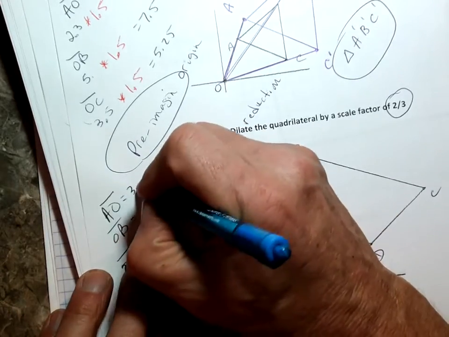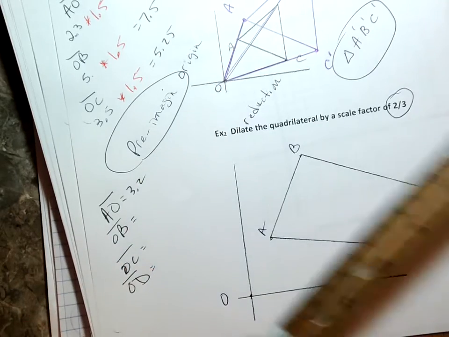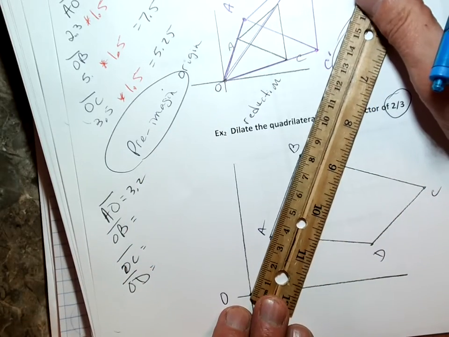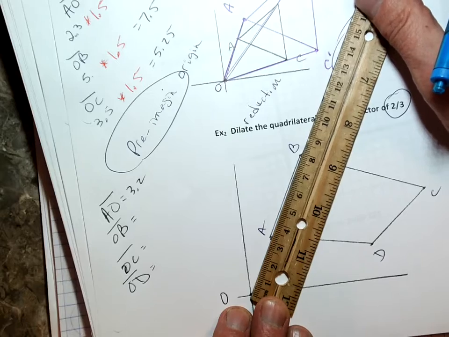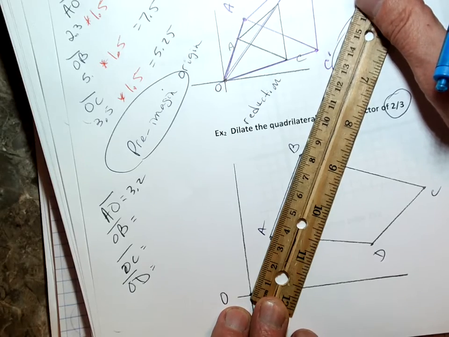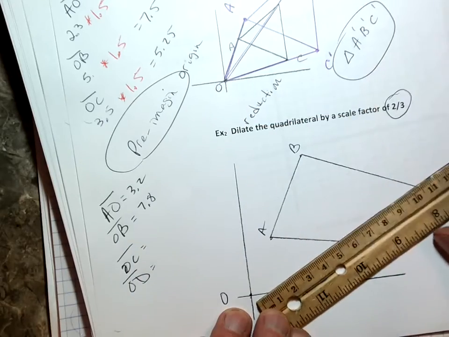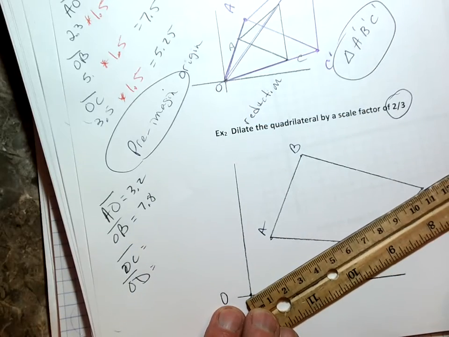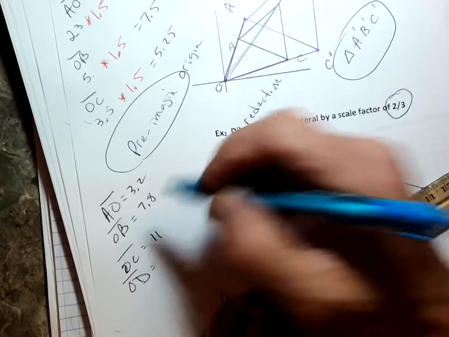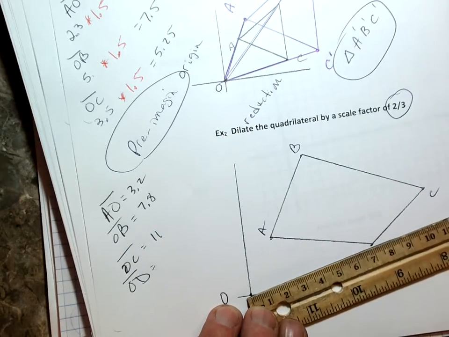Okay, I'm sure you guys got the idea. OB, measure this to be about, that's close to 8, isn't it? Let's make it about 7.8. You guys can argue with me how accurate I am. OC is about 11, and OD is about 7.